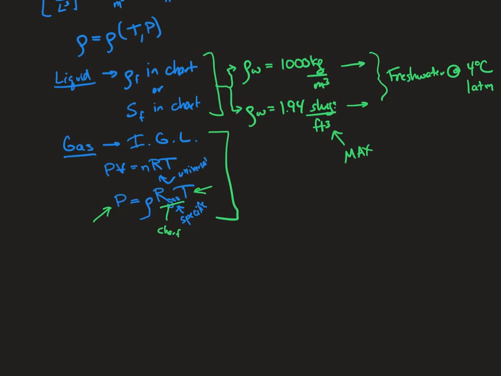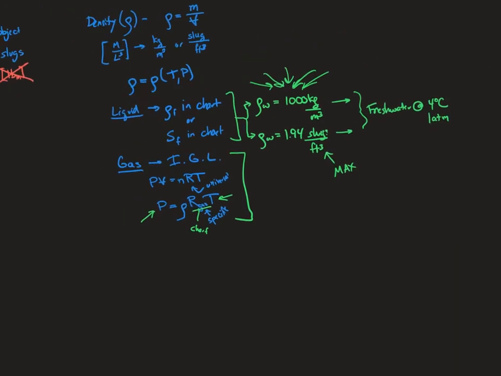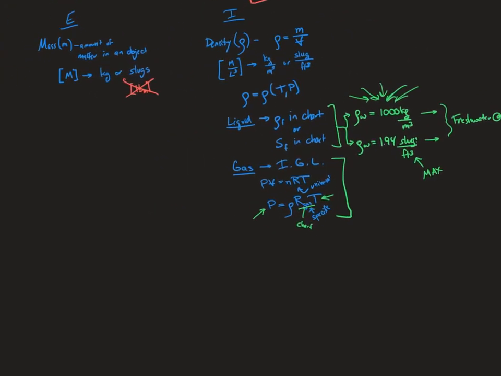If I give you nothing else, and you've got to do this problem, you're running out of time, and you don't have time to look up the density of water at a given temperature, use these numbers. These are the key numbers. A lot of people will remember 1,000 and forget 1.94. If I were you, I would commit these to memory. These are key. You've got to know them. They're super crucial.